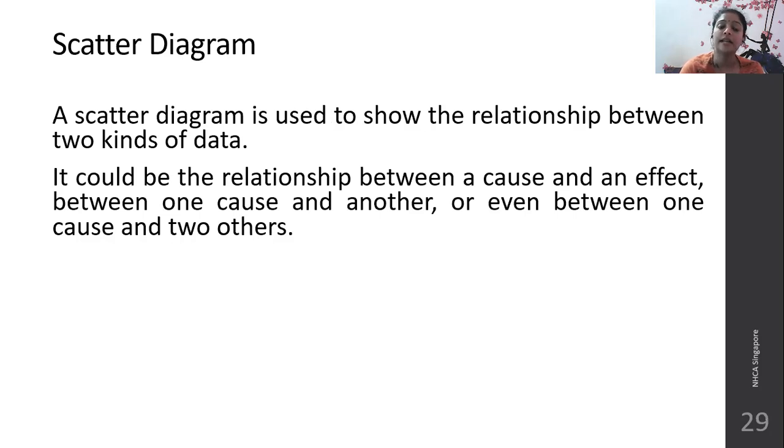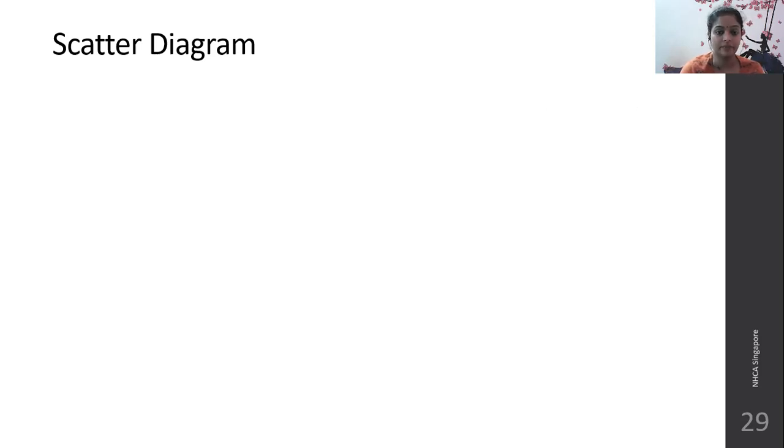Scatter diagram. A scatter diagram is used to show the relationship between two kinds of data. It could be the relationship between cause and effect, between one cause and another cause, and between one cause and two others. So the relationship between all the variables involved can be plotted using a scatter diagram.